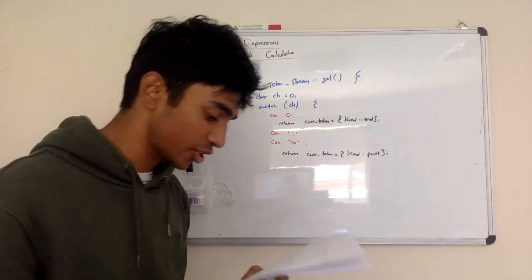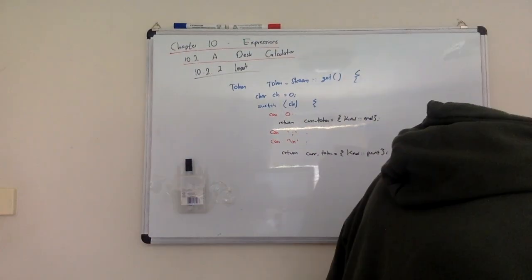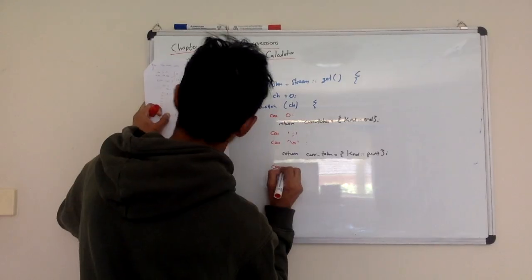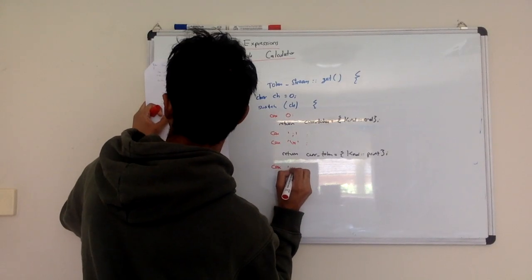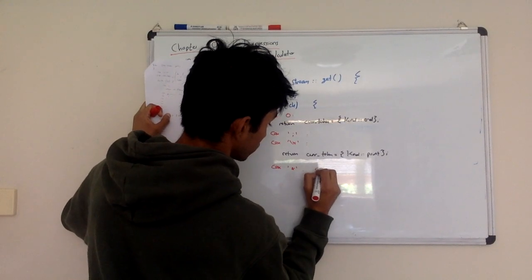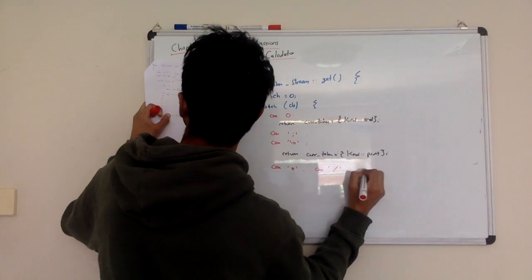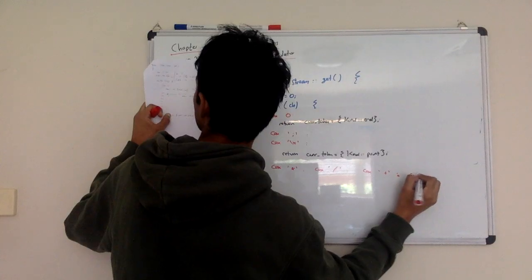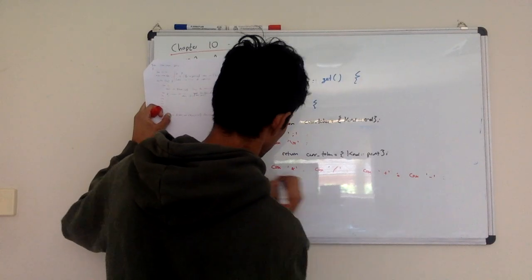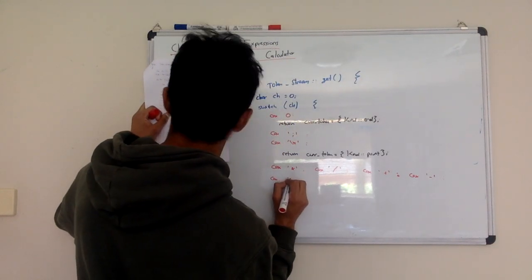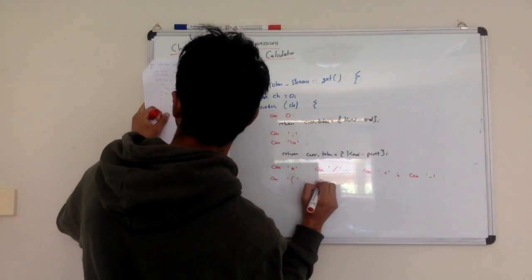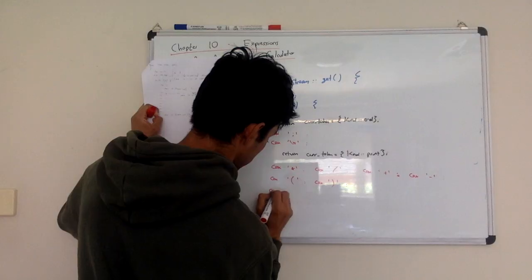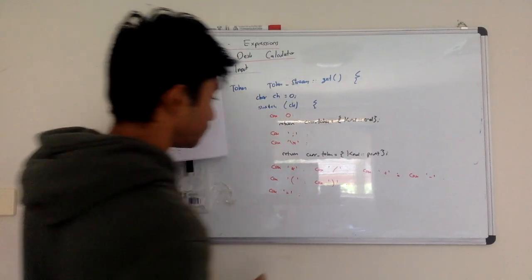In a similar fashion, we can do something like this. Case multiplication, asterisk, colon. Case division, colon. Case plus, colon. Case minus, colon. Case open bracket, colon. Case close bracket, colon. And finally, case equal, colon.